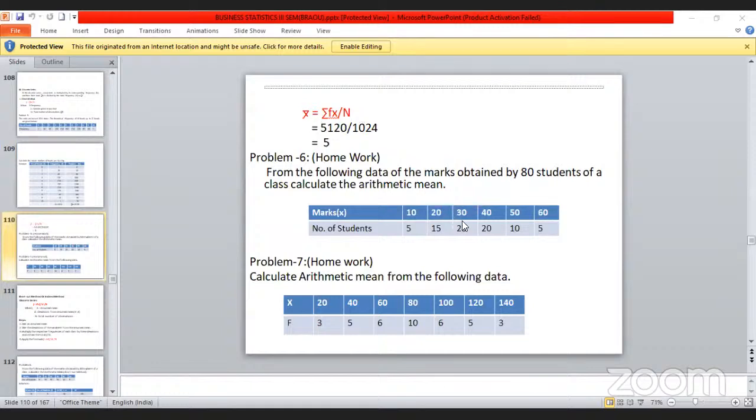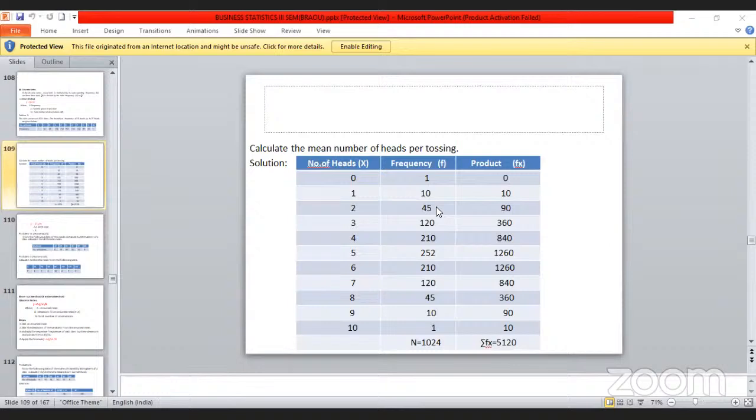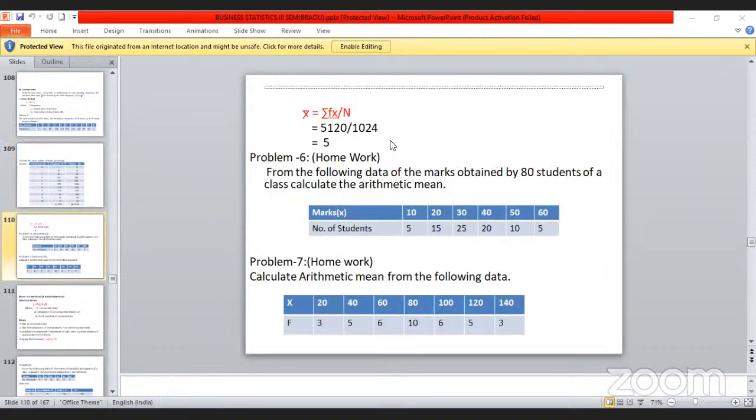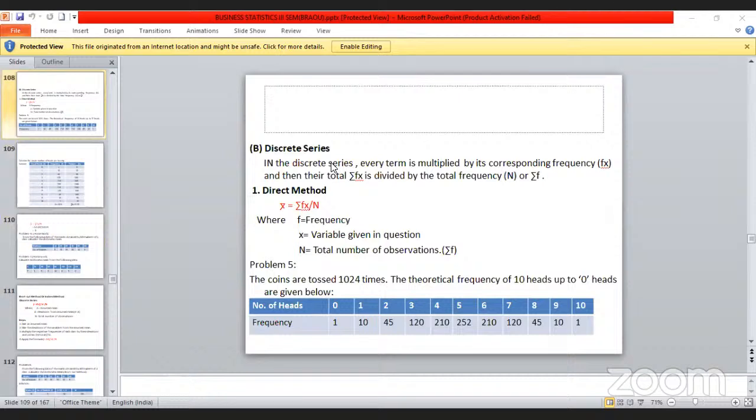The fx value is given, it is 5120, and the n value is 1024 times. So what is the mean value? It is 5. Got my point? It's understood? Yes, ma'am. So now you copy down this one, discrete series. Copy, take a screenshot. Screenshot taken, ma'am. Okay.